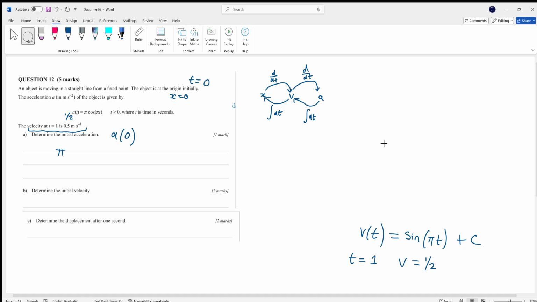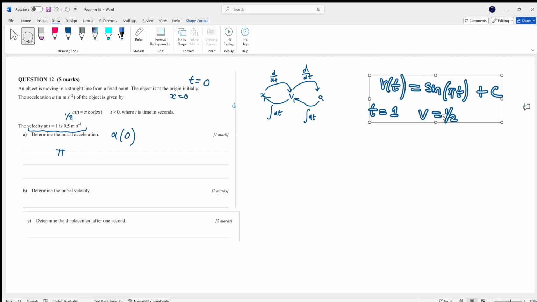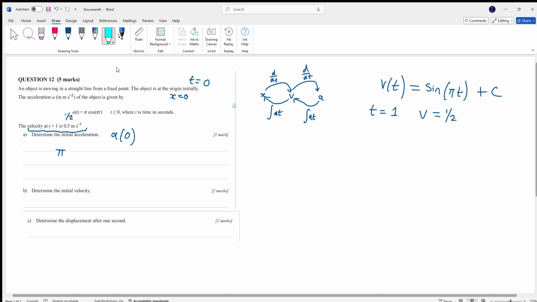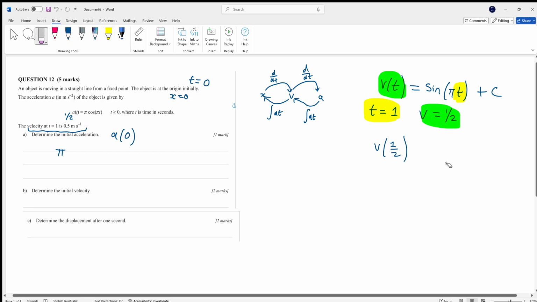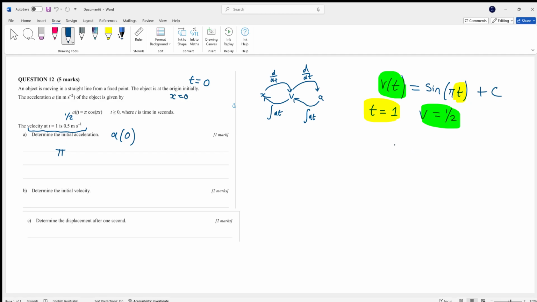Now, I'm going to get rid of this now because I'm going to run out of room otherwise. You then chuck this information into each of these spots here. So that goes there when your time is set equal to 1. So here what you get is v of a half. Oh, sorry, not v of a half. My mistake. That's going to be v of 1. So velocity when t equals 1. So v of 1 equals sine of pi times by 1 plus c. V of 1 is a half. So you have a half equals sine of pi plus c.